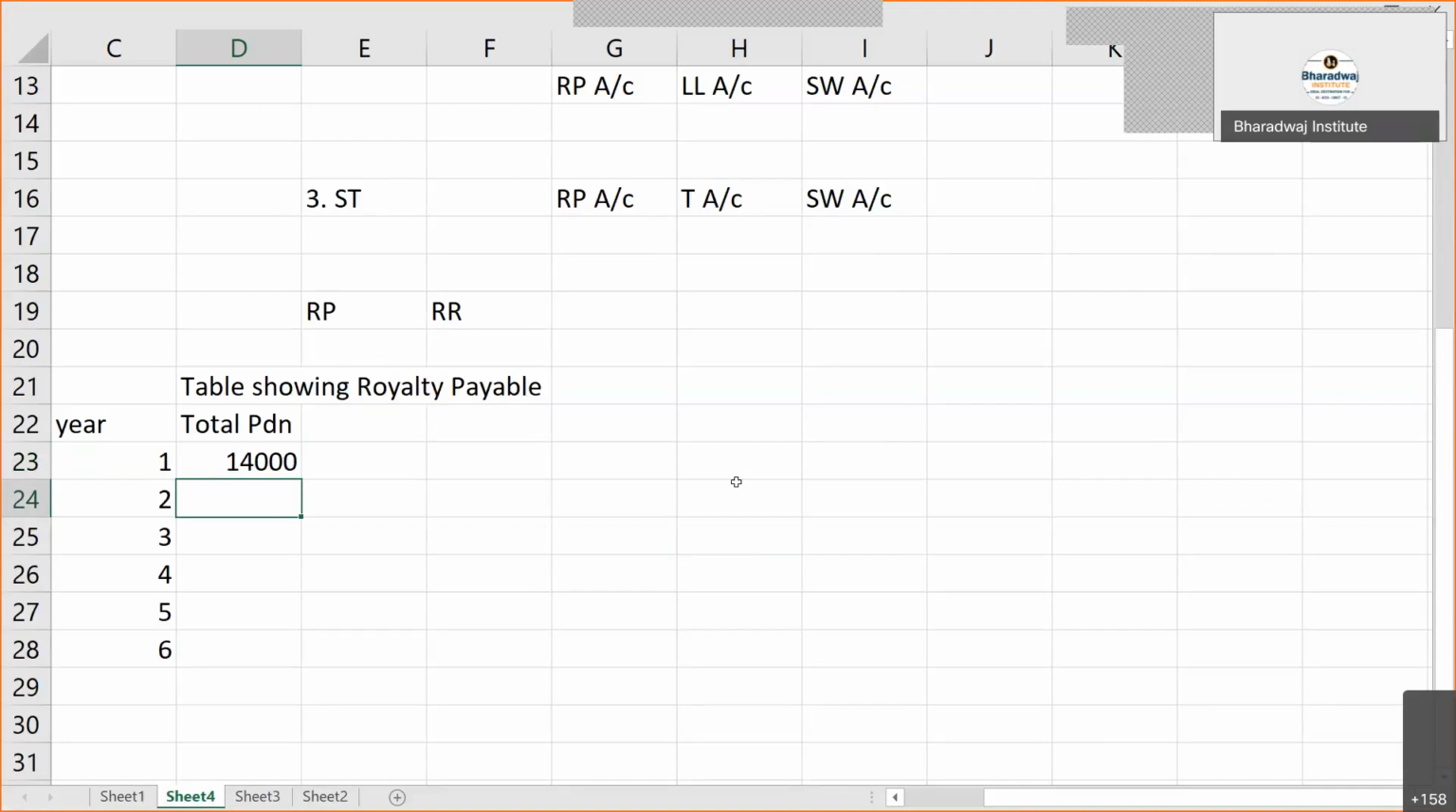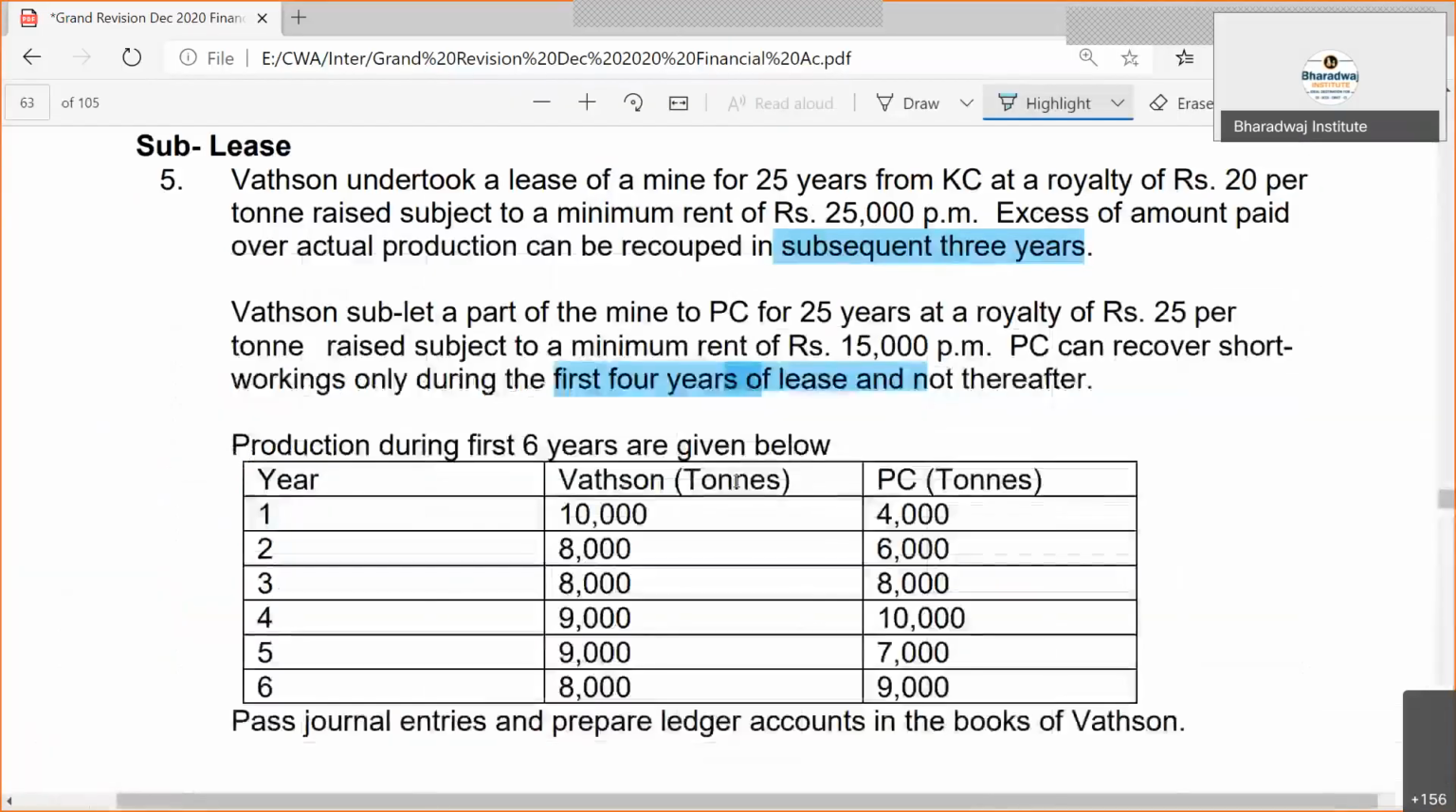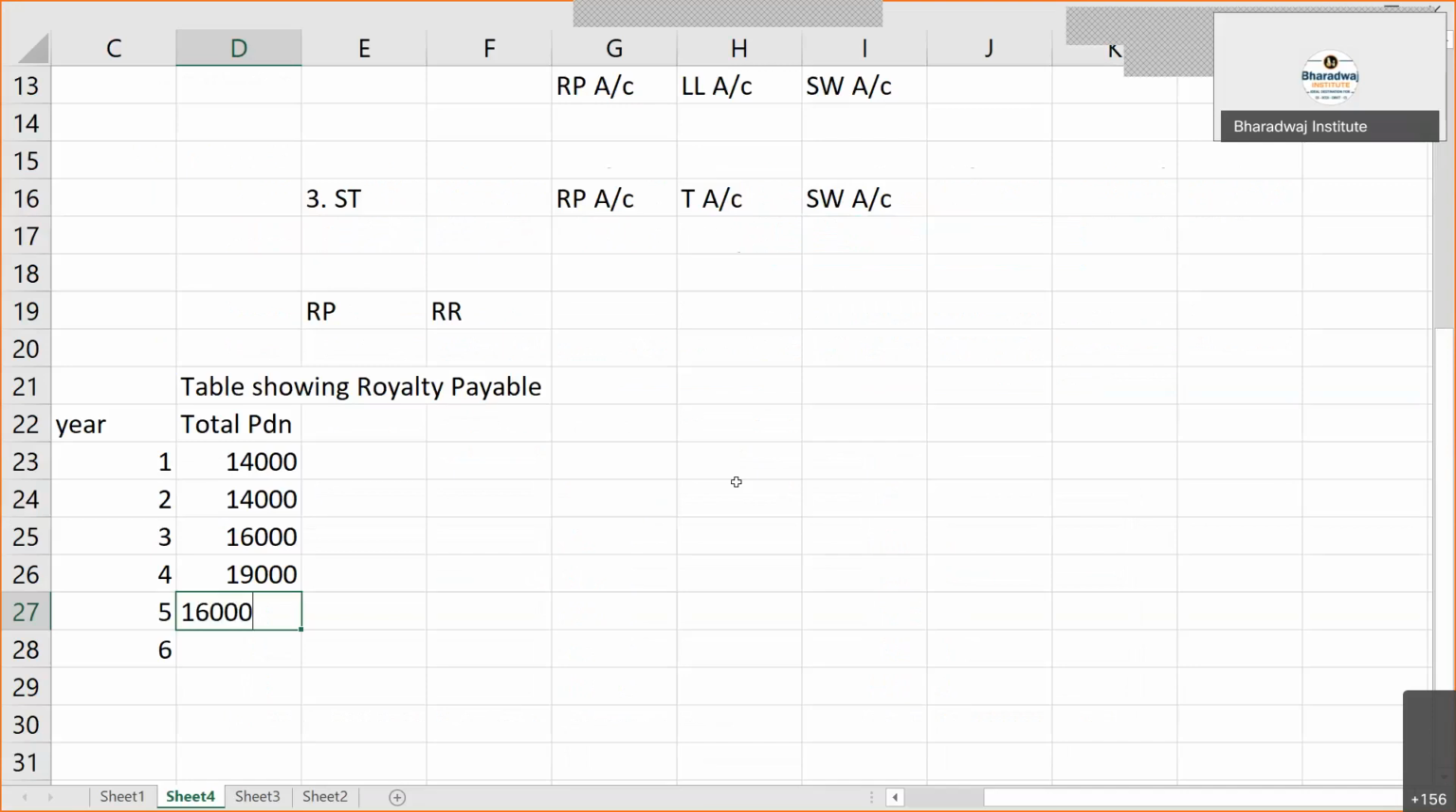Second year? Same 14,000. Third year? Yeah, minimum rent will be taken after data. How much? 16,000. Next? 19,000. Next? 16,000. Next year? 17,000. This is the production.